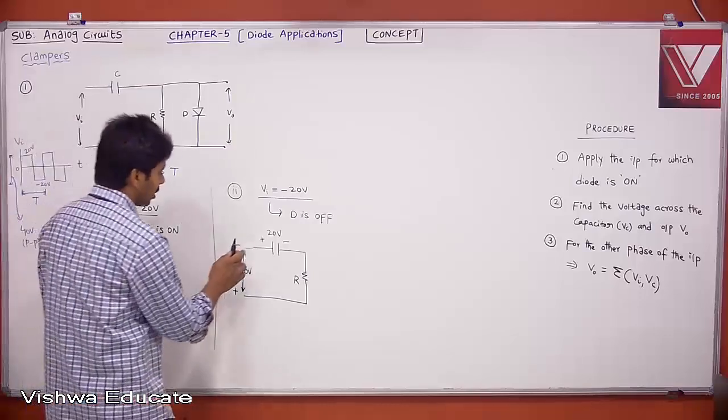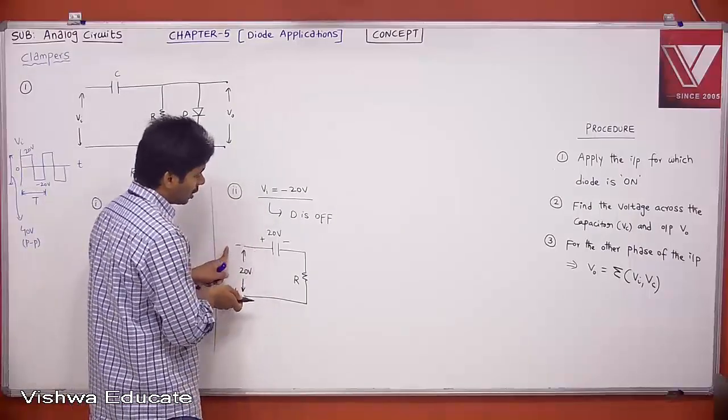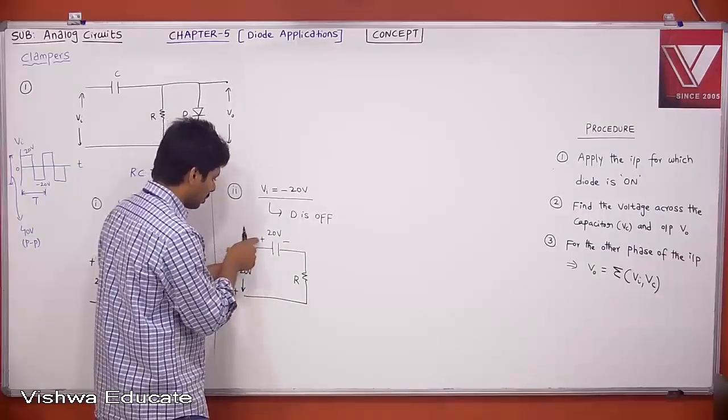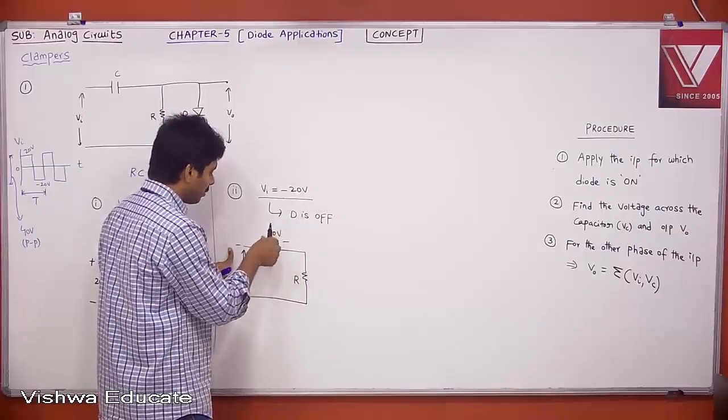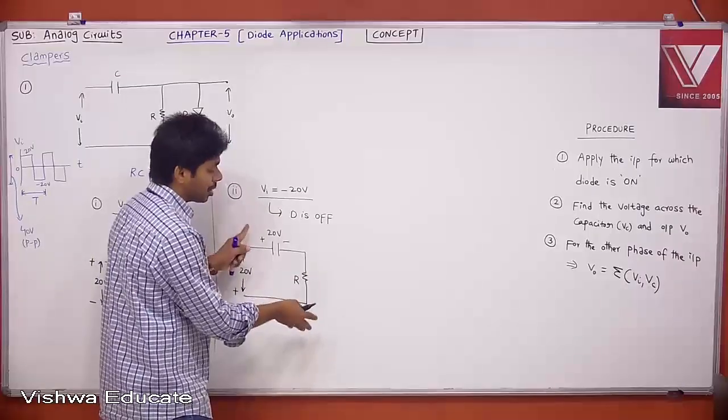Right? Therefore now, you may say when I apply minus 20 volt, your capacitor is trying to charge to minus 20. Minus 20 means this will be minus, this will be plus. Therefore plus 20 will become minus 20. But in what time? In 5 times of time constant.